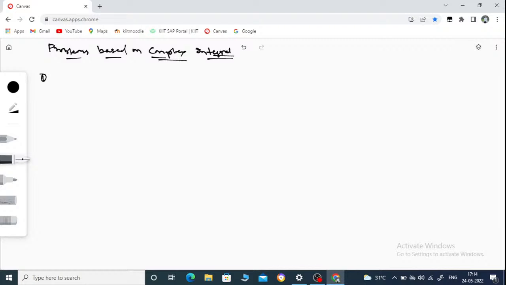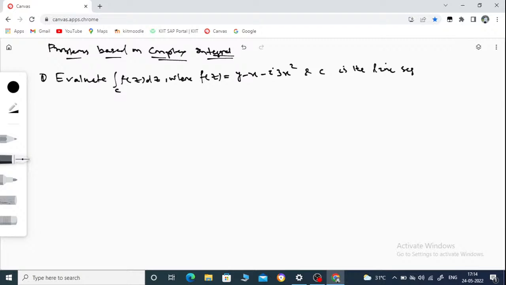So let the first problem be: evaluate the integration over C of f of z dz, where f of z is equal to y minus x minus i 3x square, and C is the line segment from z equal to 0 to z equal to 1 plus i. Okay, now we will find its solution.